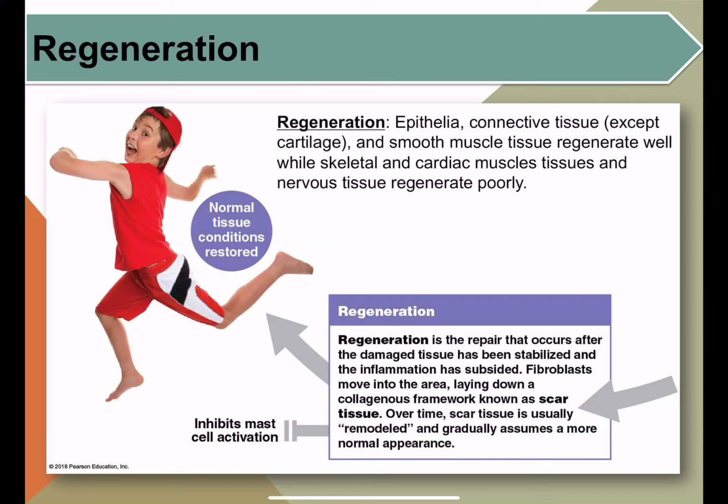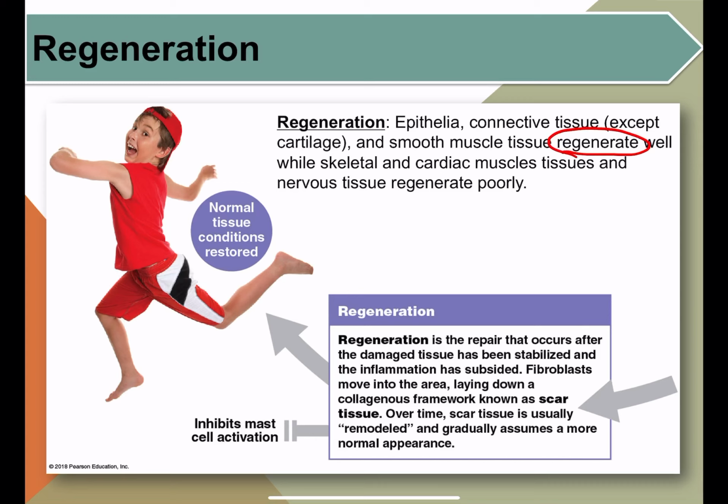And then once the cleanup process is done, the tissue regeneration will be carried out by fibroblasts and form scar tissues. Most epithelia and connective tissue other than cartilage will regenerate, because we talked about that they're able to regenerate, not cartilage, but the other types of tissues, the epithelia and connective tissue. Smooth muscles will also regenerate, but skeletal and cardiac muscle tissue, nervous tissue and cartilage will regenerate poorly, if at all.